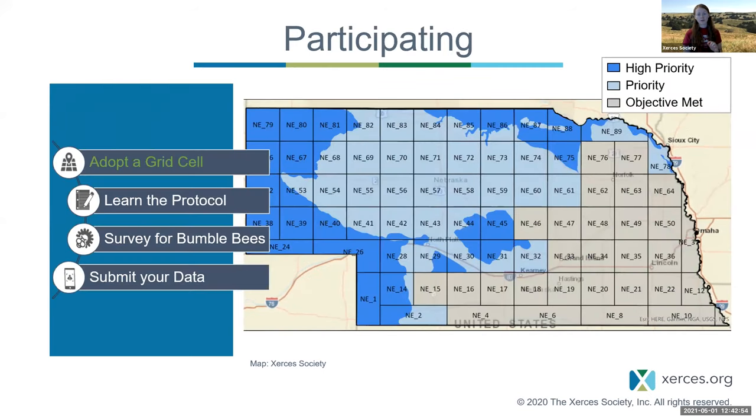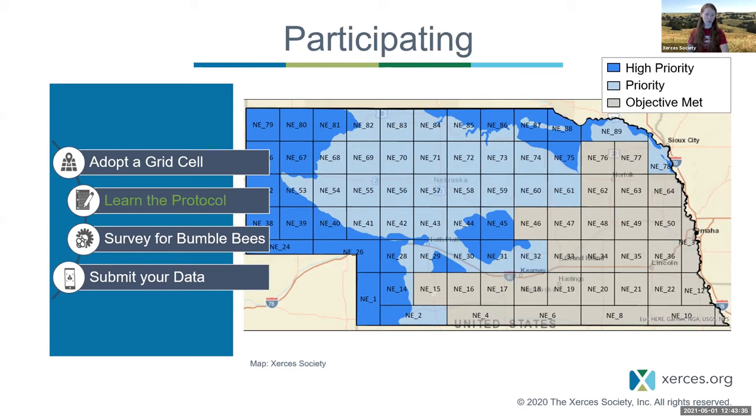So to participate, you start by adopting a grid cell. And because this project has been running, this is going to be the third year now, we've shifted the priorities. In the last 2 years, we've had a lot of people conduct surveys in eastern Nebraska. So for those grid cells, we don't really need information, but if that is the only place that you can survey, we certainly welcome you to conduct surveys there. But where we would like people to survey is in the dark blue areas and the light blue areas. And we'll go over what that means a little bit later when I go into the nitty gritty of how to conduct a survey.